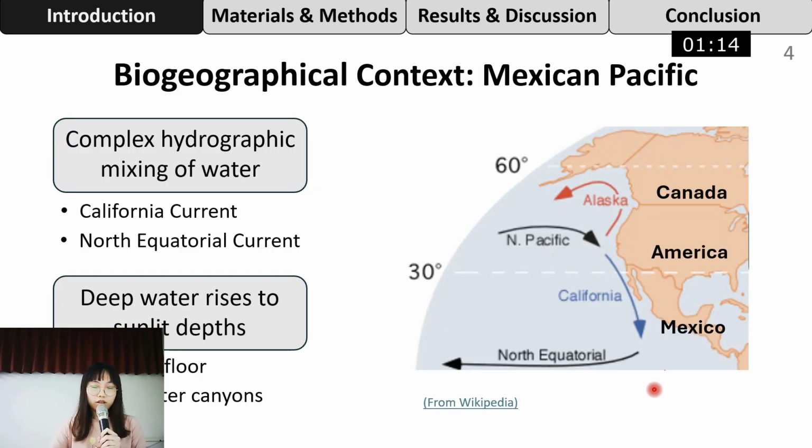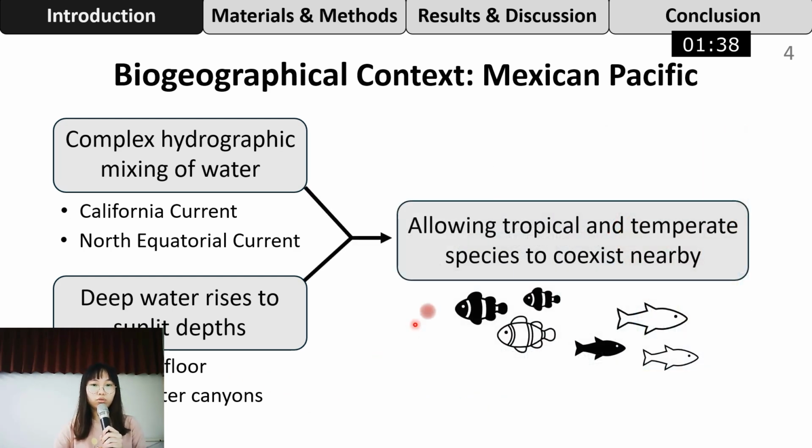We can see in the right image that the California Current and the North Equatorial Current flow along the western side of Mexico. The complex hydrographic mixing of water from the California Current and North Equatorial Current, along with deep water rising to sunlit depths due to the steep seafloor and underwater canyons, are the two reasons that allow tropical and temperate species to coexist nearby.